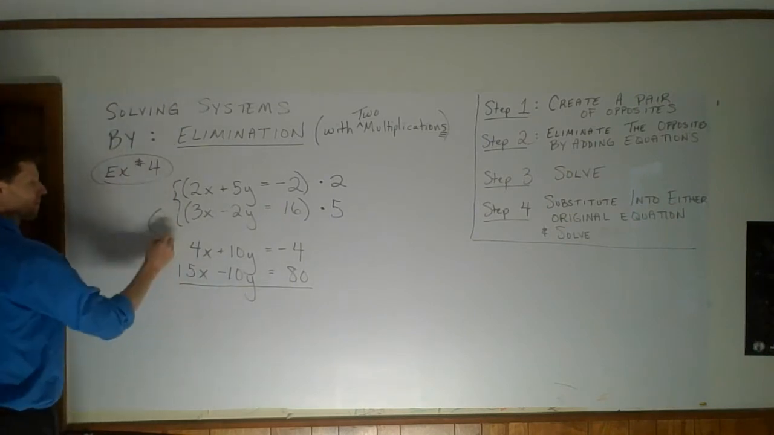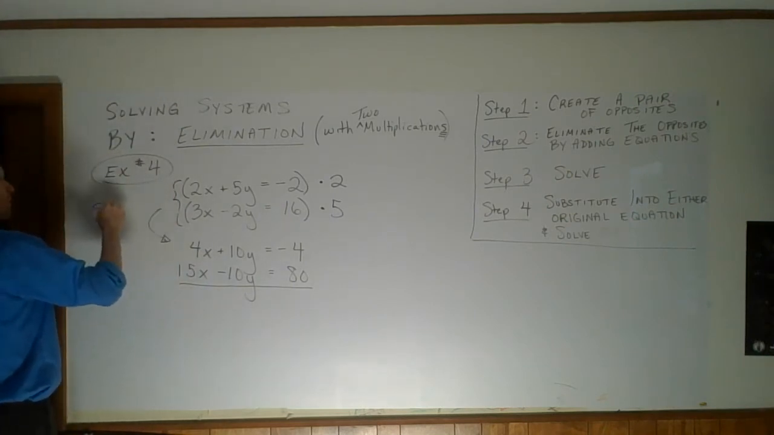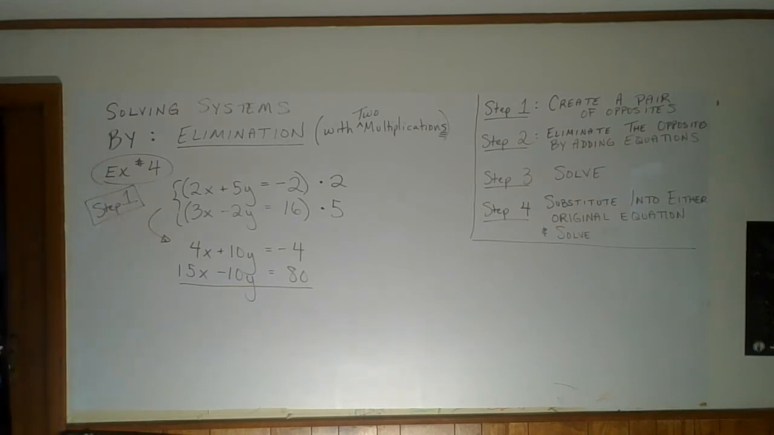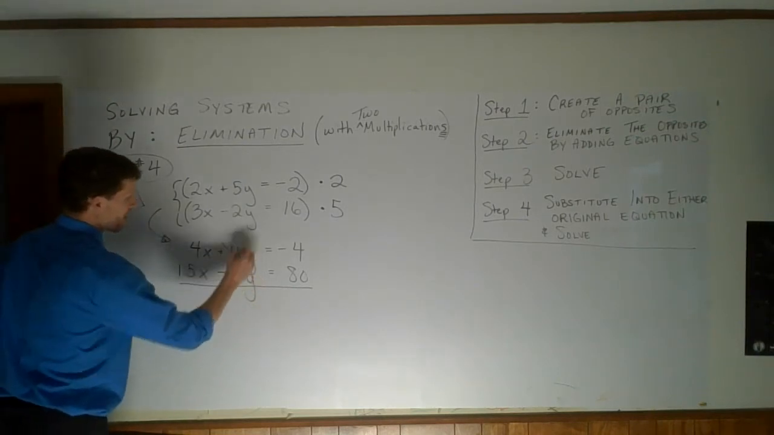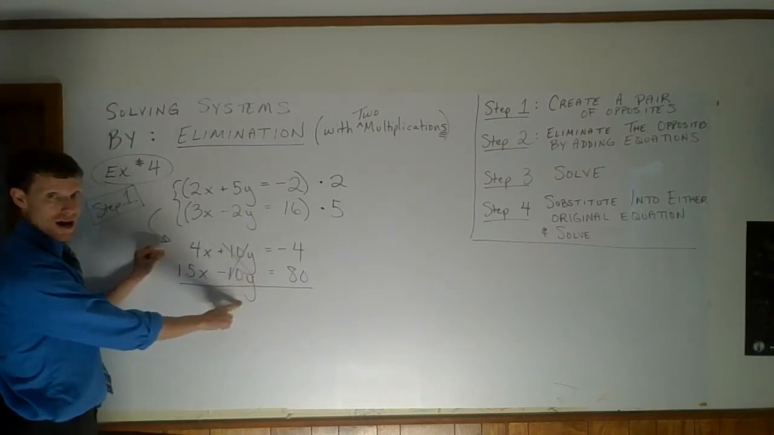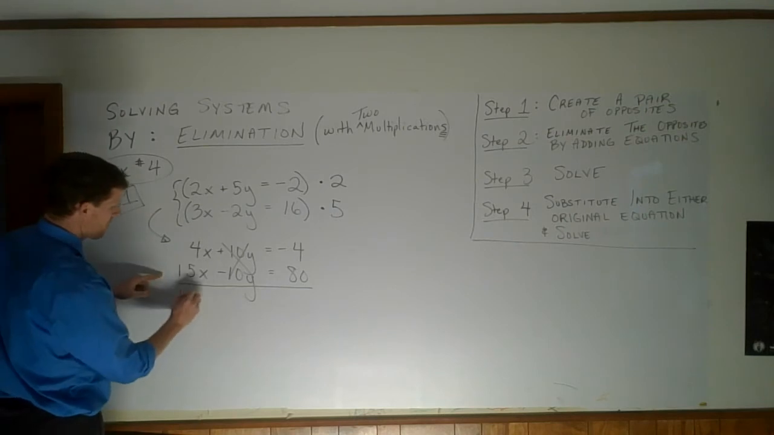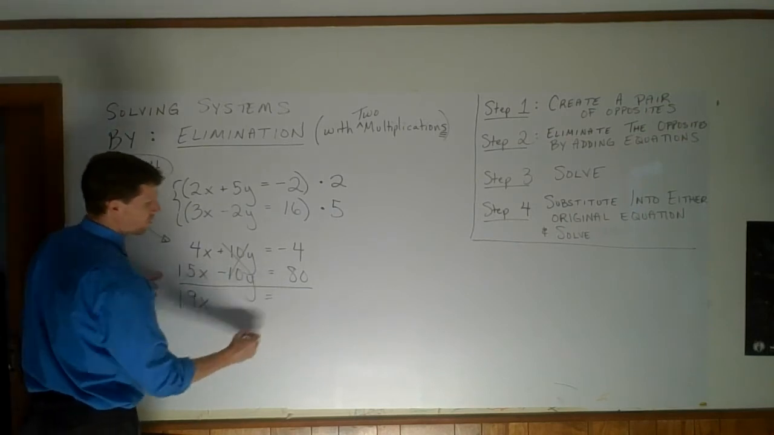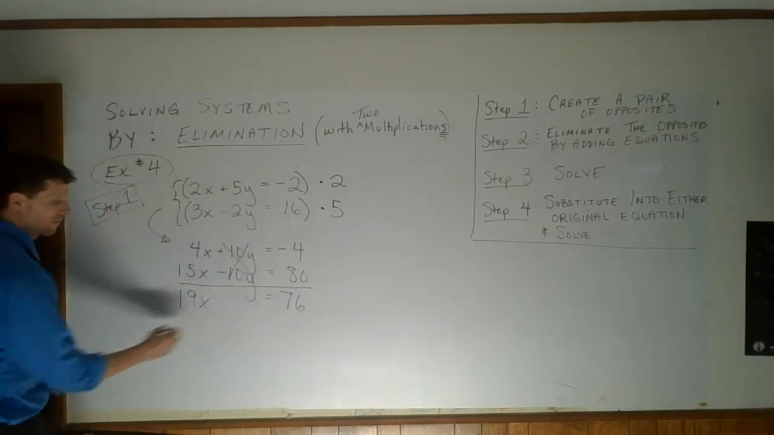So that is the end of step 1. That's the most complicated step 1 we've seen. Once that's set up, steps 2, 3, and 4 unfold as all the previous ones. We've created a pair of opposites, so when we add these two equations, the opposites go away. We don't have to write anything here. We have 19x equals 76.